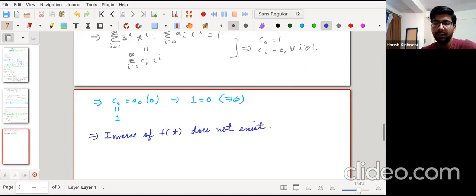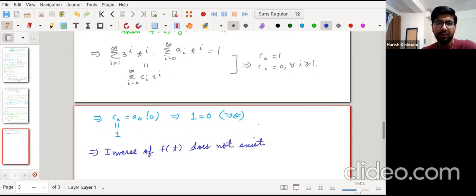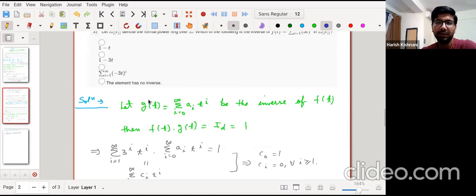And you can say, see, it's an option there. So the element has no inverse. It's the same thing.